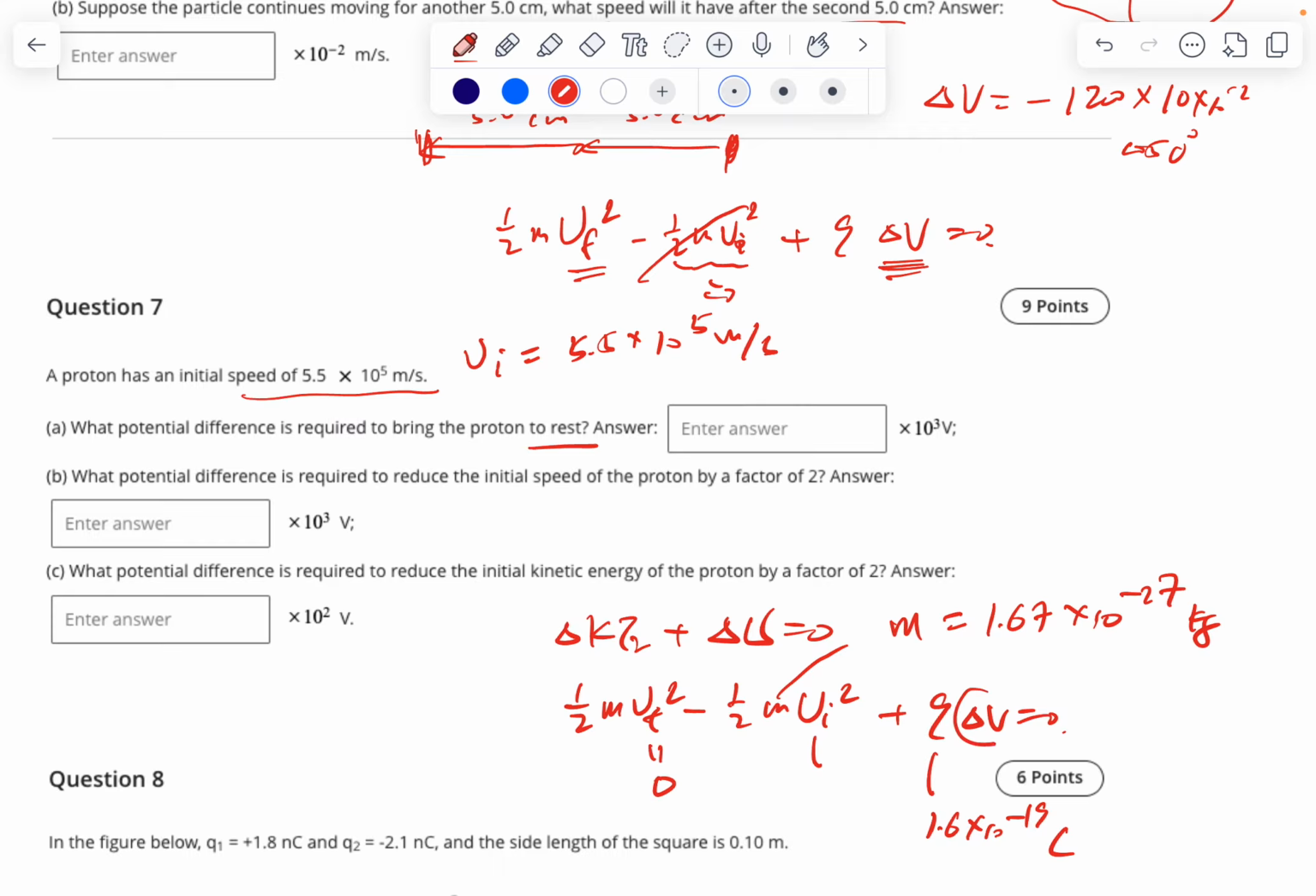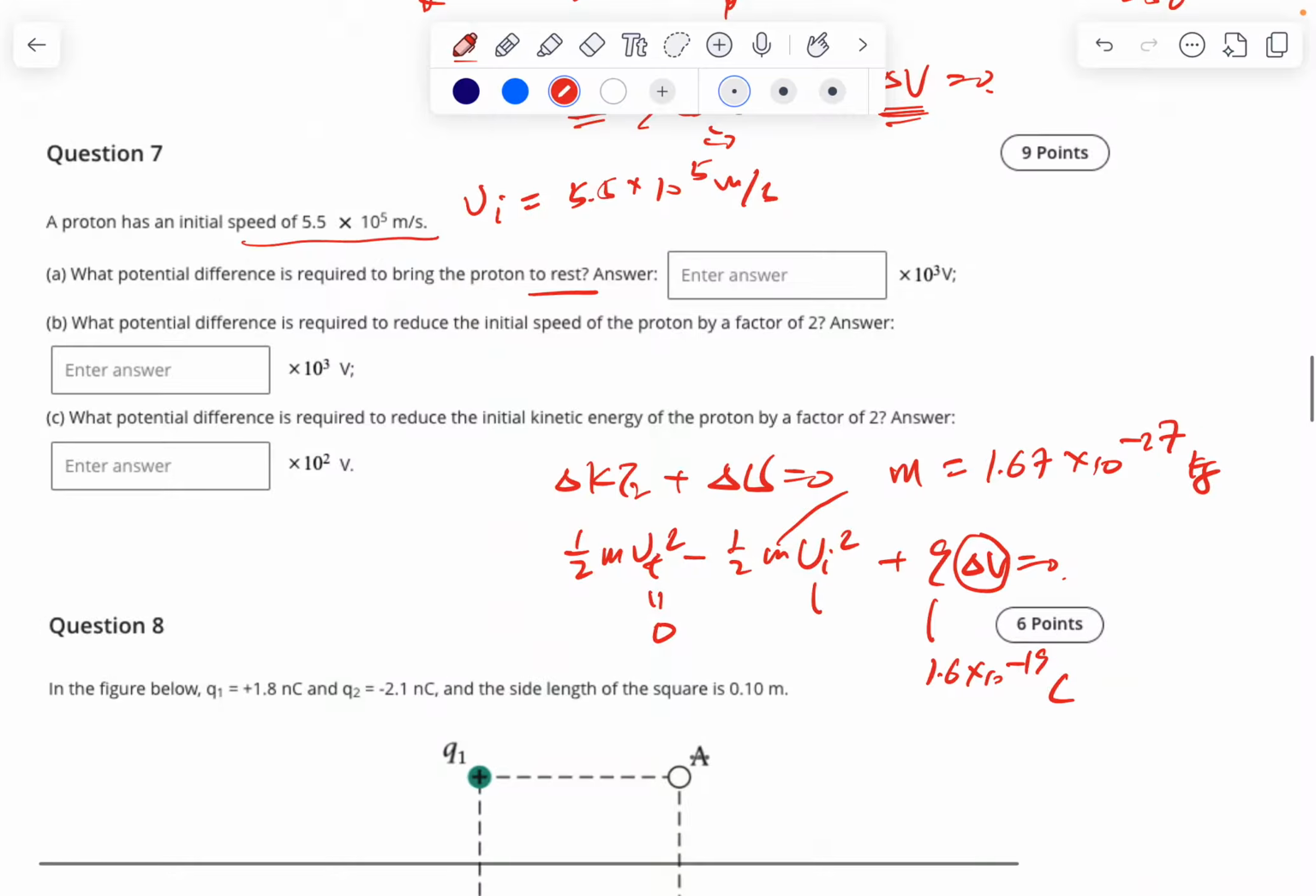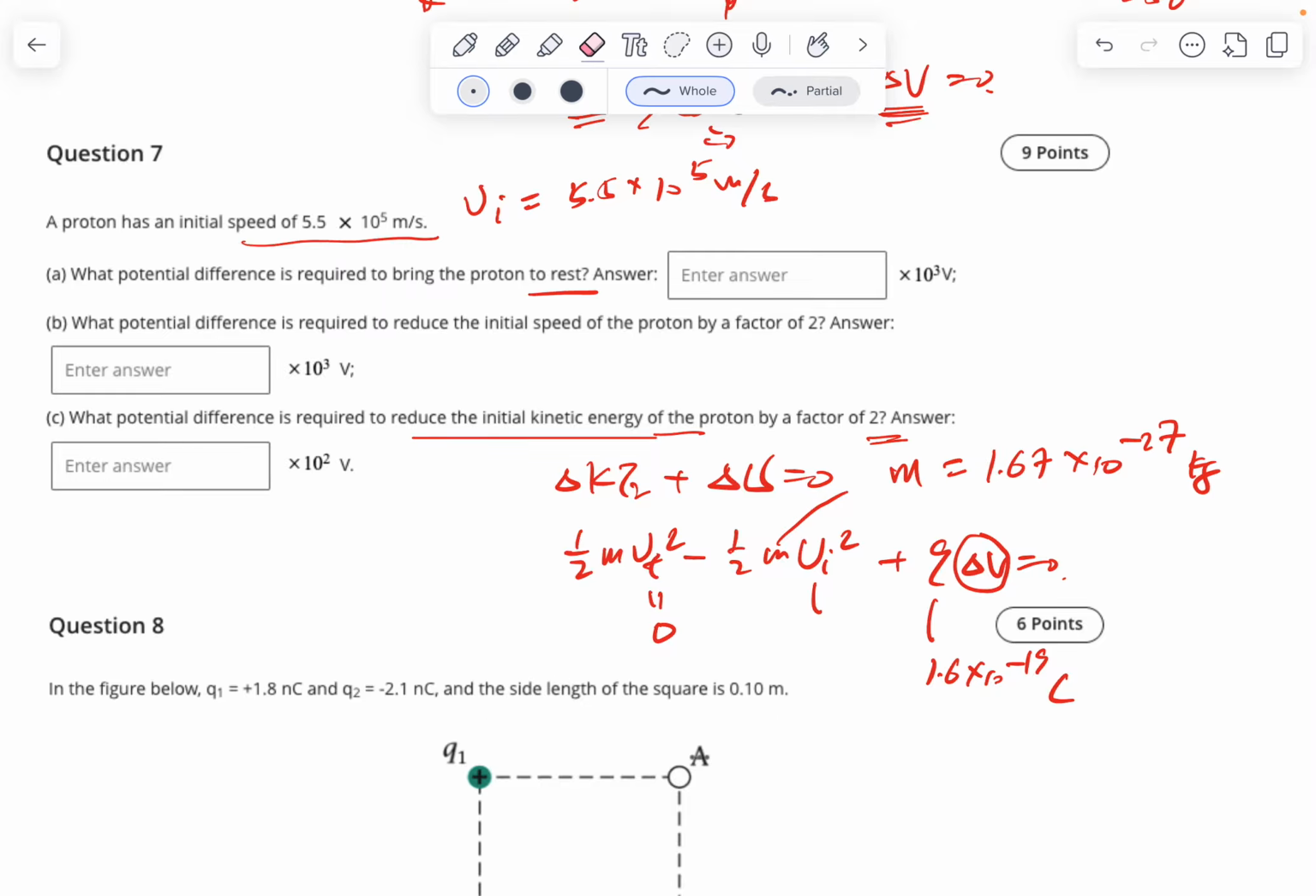So this part is only for the potential difference. What potential difference is required to reduce the initial kinetic energy of the proton by a factor of 2? Same equation, but here we reduce the initial kinetic energy by 2. So what is your initial kinetic energy?